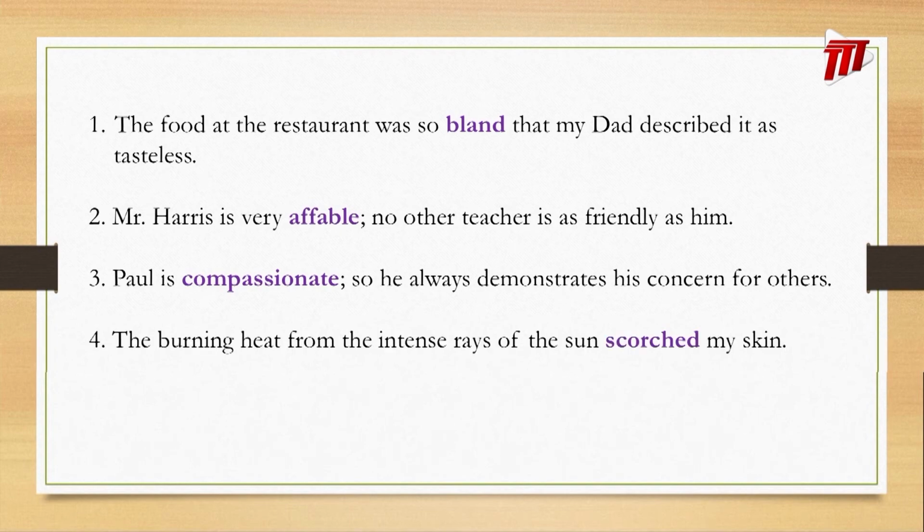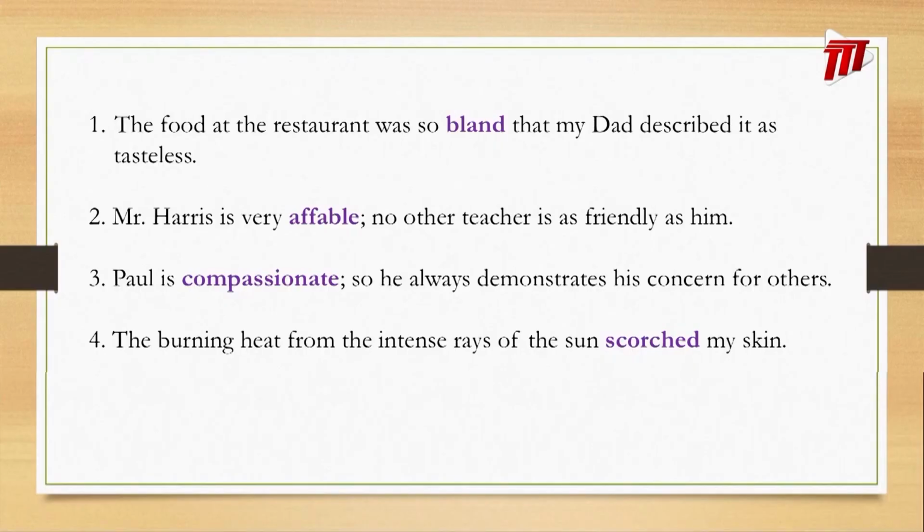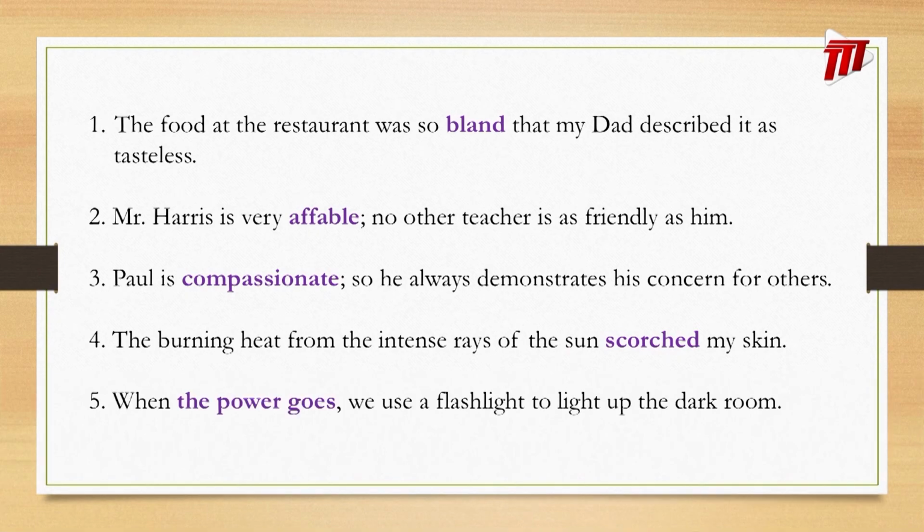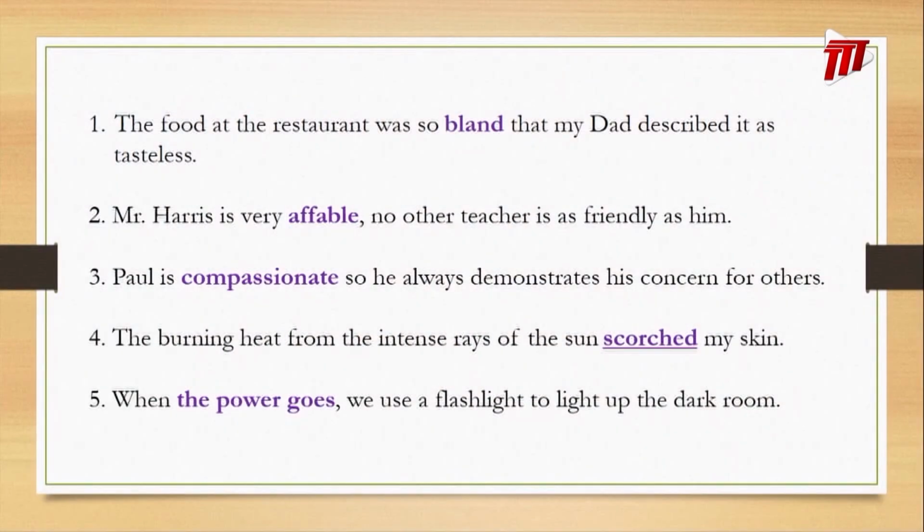The burning heat from the intense rays of the sun scorched my skin. If you didn't know what scorched meant, reading the sentence, you see that the sun's rays were intense and the heat was burning. So we can infer that scorched means burning. When the power goes, we use a flashlight to light up the dark room. What do we mean by when the power goes? What happens when the power goes? Yes, it gets dark. So the synonym for the power goes really means the place gets dark.